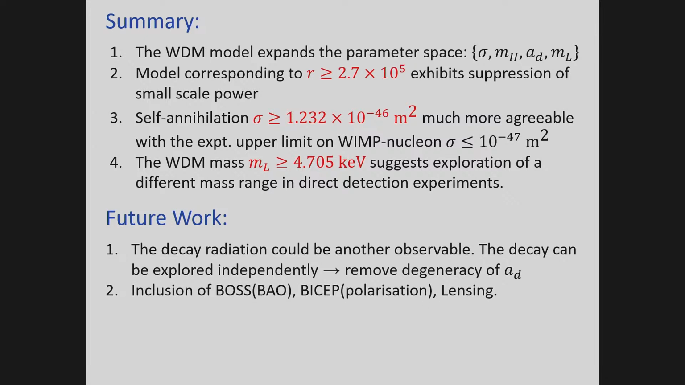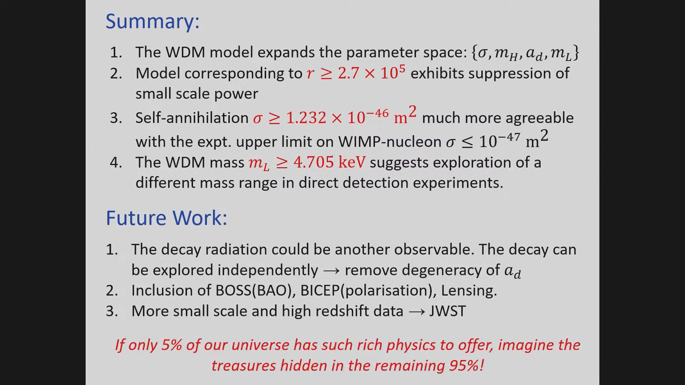We could include more data sets, of course, and we could require more small scale and high redshift data, which we expect from JWST. Finally, I'll leave you all with a quote. If only 5% of our universe has such rich physics to offer in forms of baryons in the standard model, imagine the treasure hidden in the rest 95% in form of dark matter and dark energy.